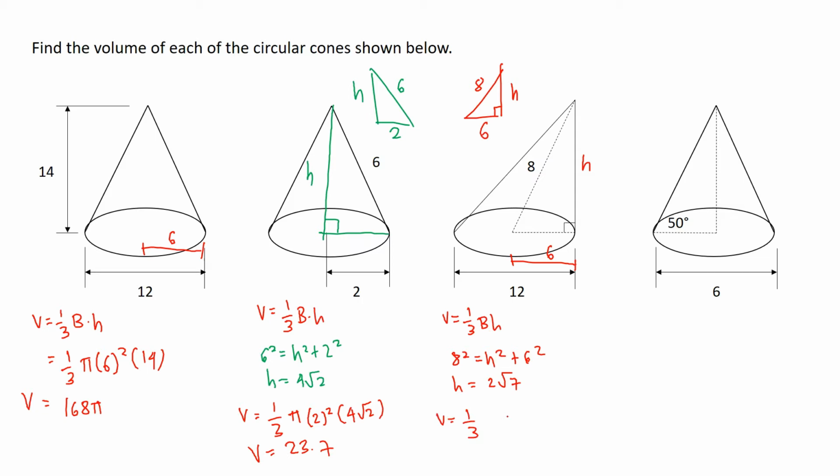Tama? So, solve na po ninyo ang volume. So, 1/3. What is your base? Pi r squared lang gihapon, no? Kay circle man. So, 6 squared. Tapos, imong height, na-solve na nato, which is 2 square root of 7. You get what? It's what? 199.5. That is your volume class. Okay?